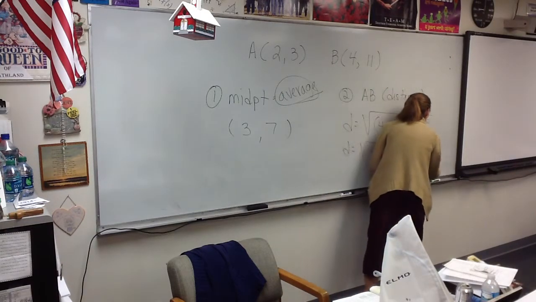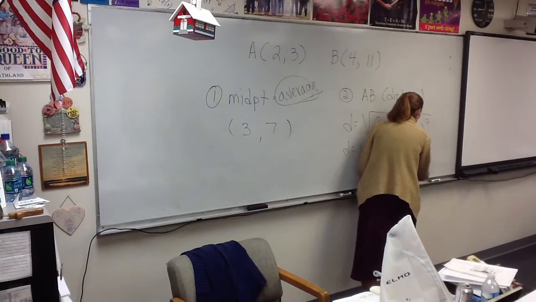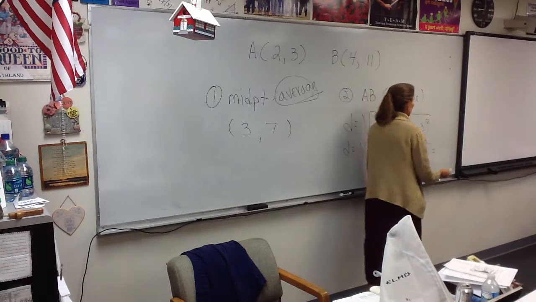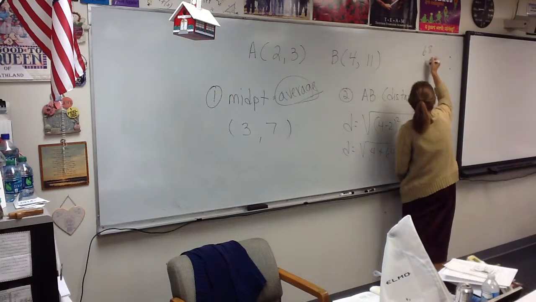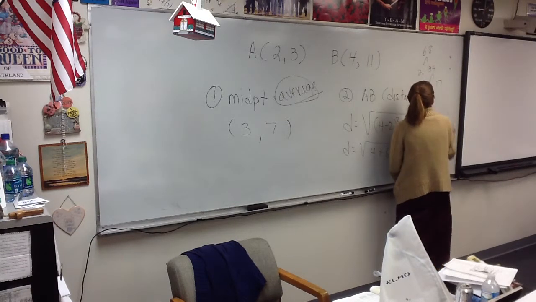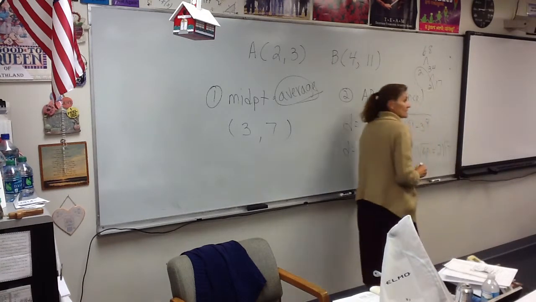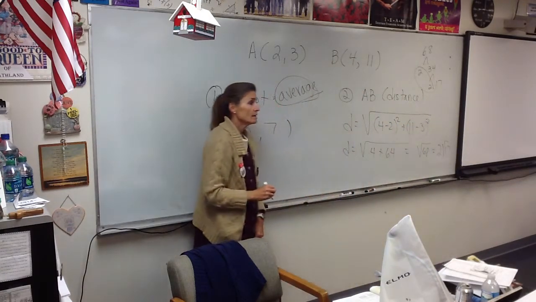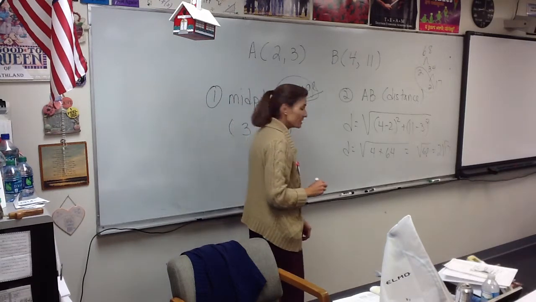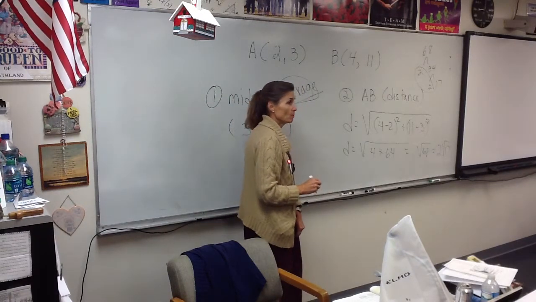So I have the square root of 68, which, by the way, breaks down into 2 root 17. What if you just put square root of 68? You're not going to get full credit. You'll probably miss a half a point.